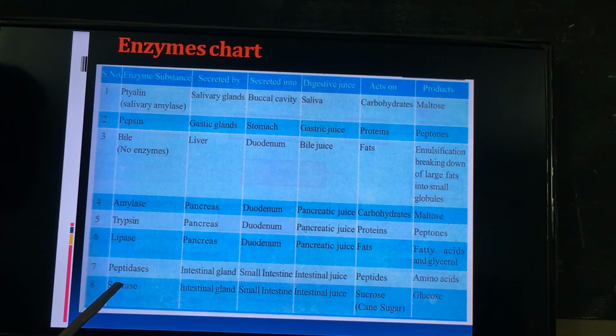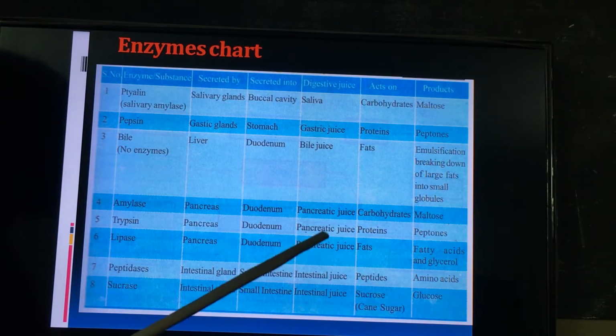Next, the last enzyme in the small intestine, sucrase. Already I explained. Sucrase is an enzyme released from the intestinal glands present in the small intestine in the form of intestinal juice, and it acts on sucrose. It is cane sugar. It is the sugar present in sugar cane.